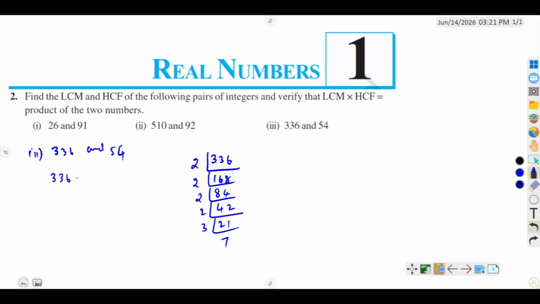I am going to write 336 as 2 power, how many times did it come, guys? 4 times. So 2 power 4 times 3, which came only once, and 7, which came only once. Now let's do 54. It will go with 2 times 27, and then 3 nines, and then 3 threes are 9. So 3 is a prime number, we'll stop here, and then we'll write 54 as 2 power 1, because only one time, times 3 power 3, it is 3 times.